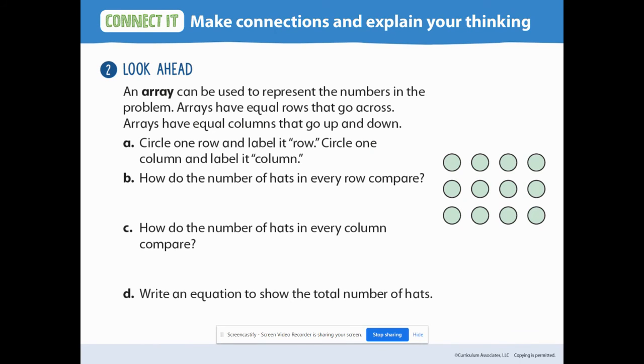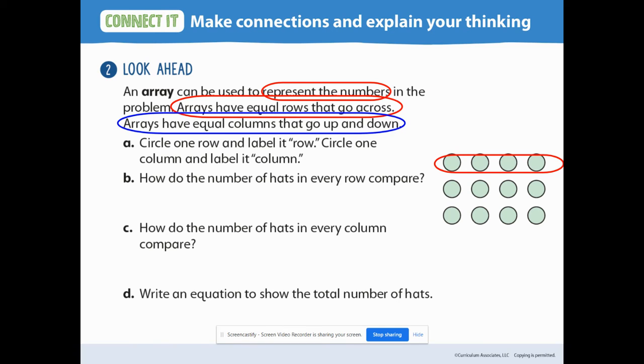All right, let's look ahead. This is my favorite because we get to learn a little bit more about arrays. An array can be used to represent the number in the problem. Remember, our friend had hats on a rack, on a shelf. Arrays have equal rows that go across. You see my equal row that goes across? Arrays have equal columns that go up and down.